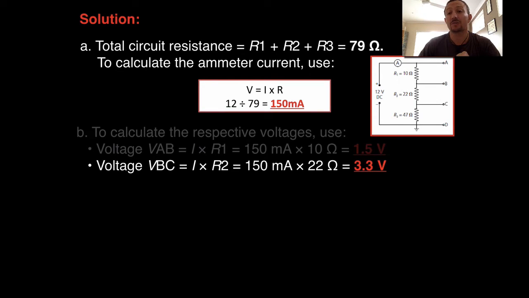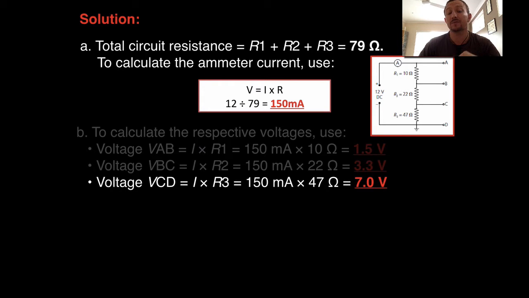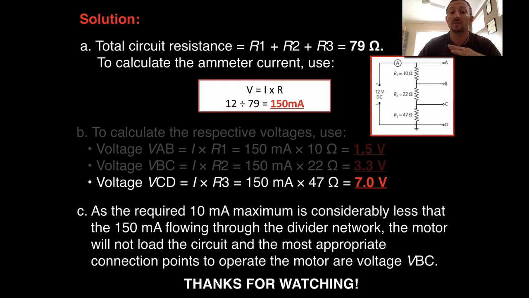For the voltage across B and C, we've got I times R2. Well, it's 150 milliamps times 22, which is 3.3 volts, and for the voltage between C and D, it's the current times the resistance R3, which is 150 milliamps times 47, which is 7 volts. And the final question asks us to talk about what would be the appropriate position to place a 10 milliamp motor which is working on 3 volts.